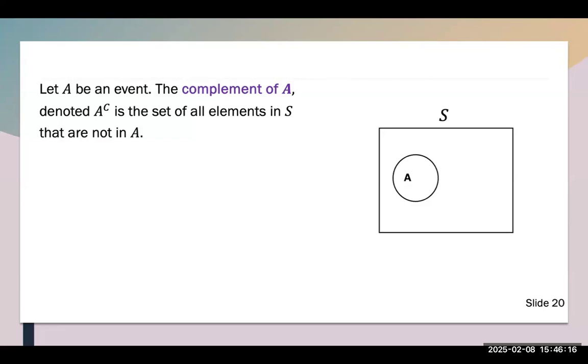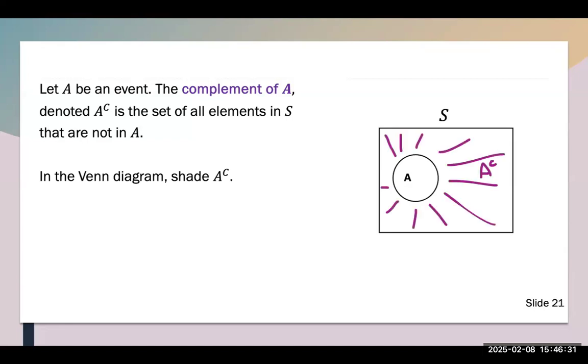So here I have a Venn diagram. I'm letting this box be the sample space, and A is an event inside of the sample space. And I want to shade a complement. So again, that's everything that's in the sample space, but not in A. So this in purple is a complement.